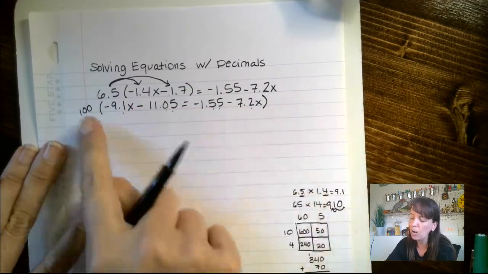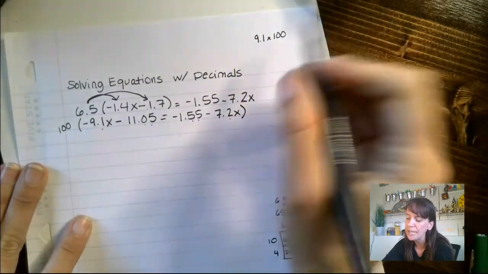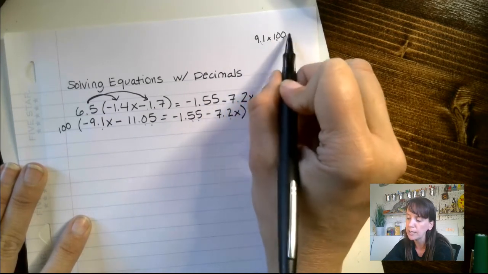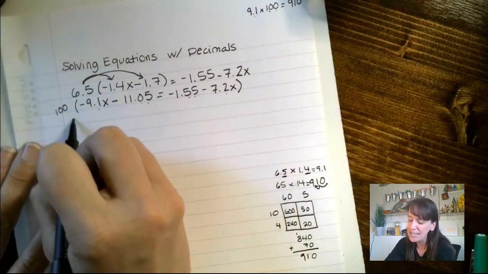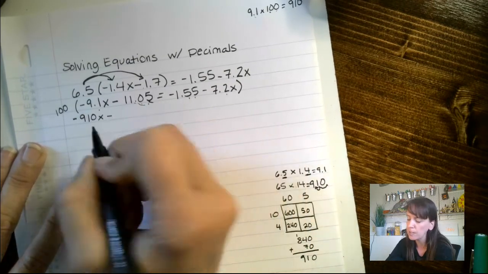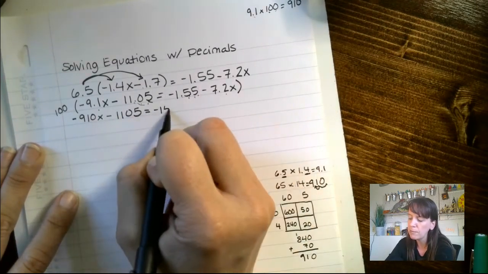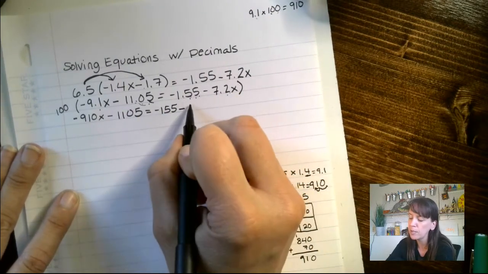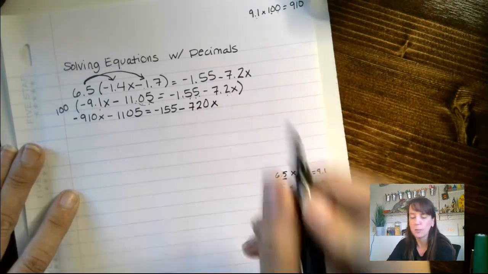Okay, if I multiply all these things by 100, like 9.1, let's just do that off to the side, times 100, all we've got to do is move this decimal over 2 spots because there are 2 zeros here. So 1, 2, we get 910. Okay, back to where we started from down here. Okay, so we get negative 910x minus, move the decimal over 1, 2 spots, we get 1105 equals 1, 2 spots, negative 155 minus 1, 2 spots. You'll notice we have to put in a placeholder there of a 0 so that we can move that decimal over. And then x, don't want to forget about that guy.